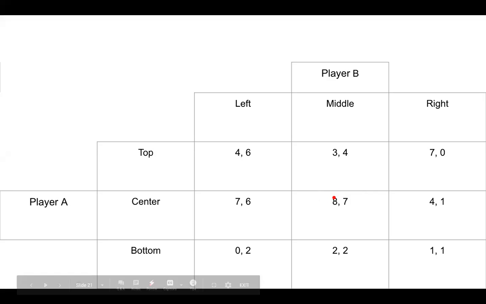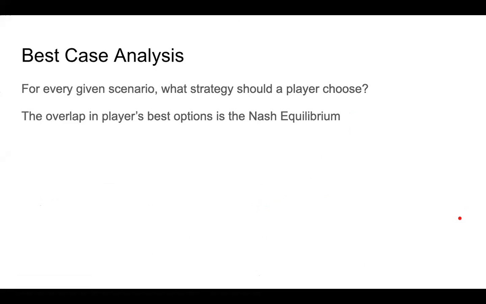Now we do the same thing about player B. If player A stays center, if player B changes from middle to left, it's 7 to 6, and if they change from middle to right, it's 7 to 1. So clearly, this is in fact the Nash equilibrium.